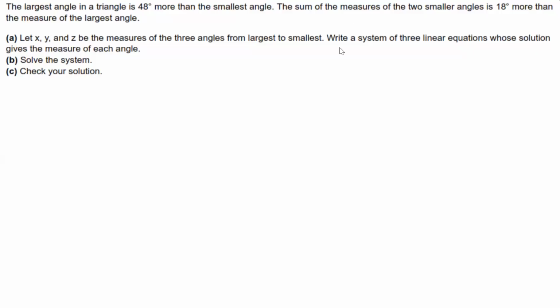All right, so this one we have to know a little bit about what angles are. So it says the largest angle in a triangle is 48 degrees more than the smallest angle. The sum of the measures of the two smaller angles is 18 degrees more than the measure of the larger angle, or the largest angle, I should say.